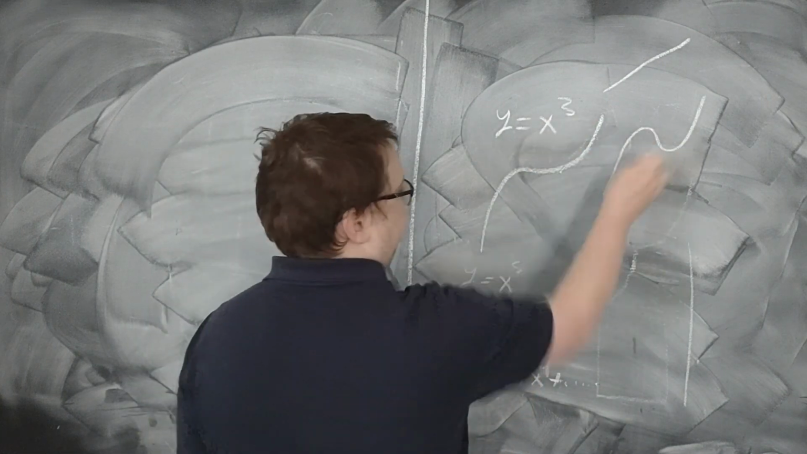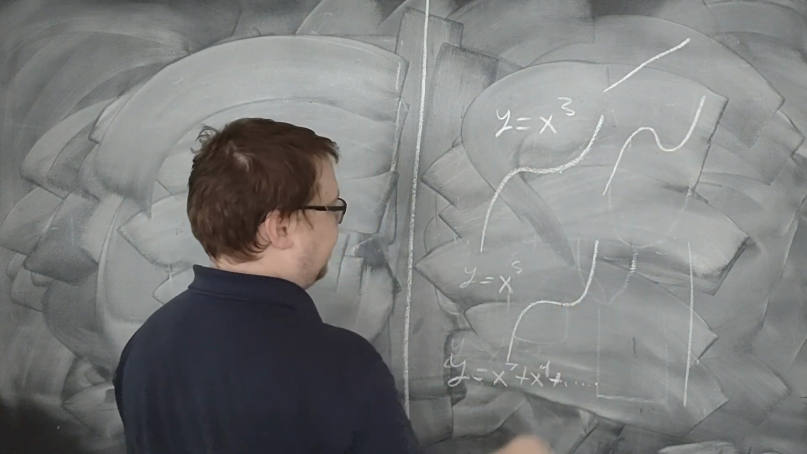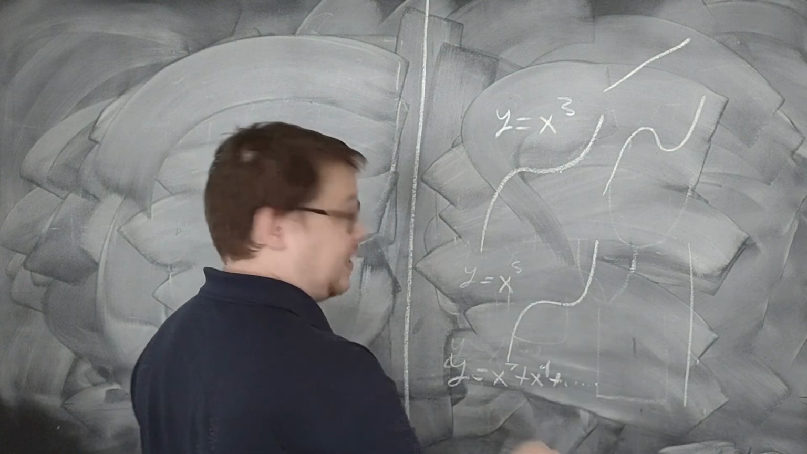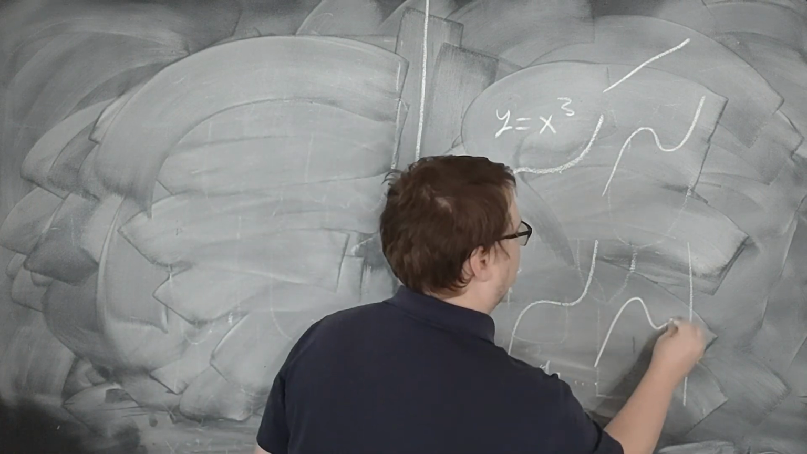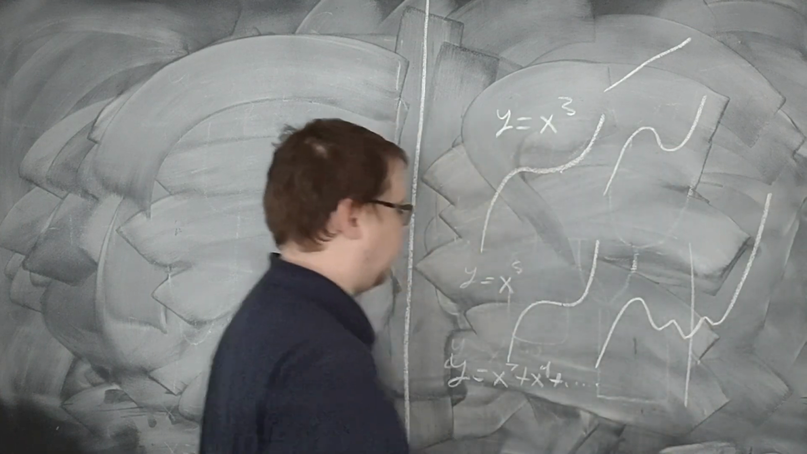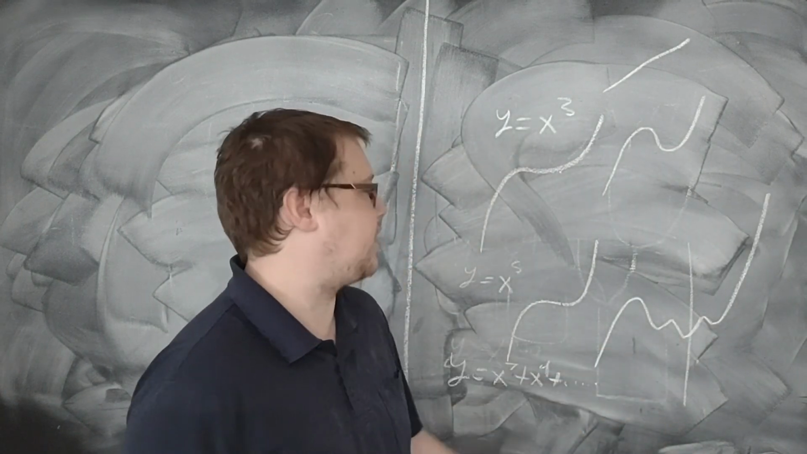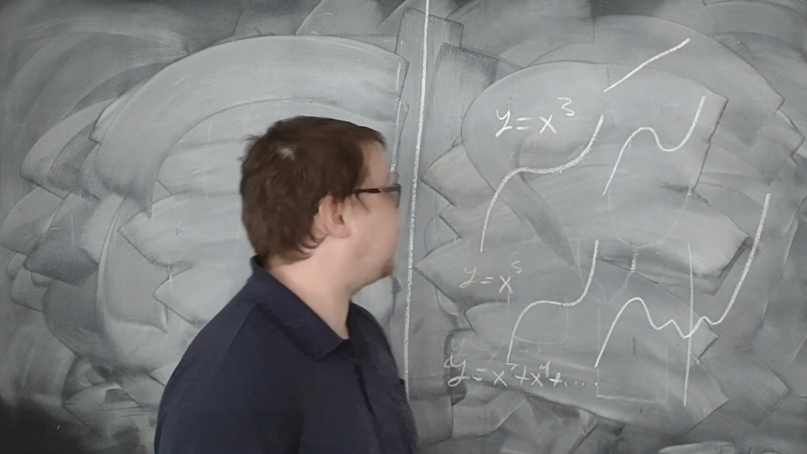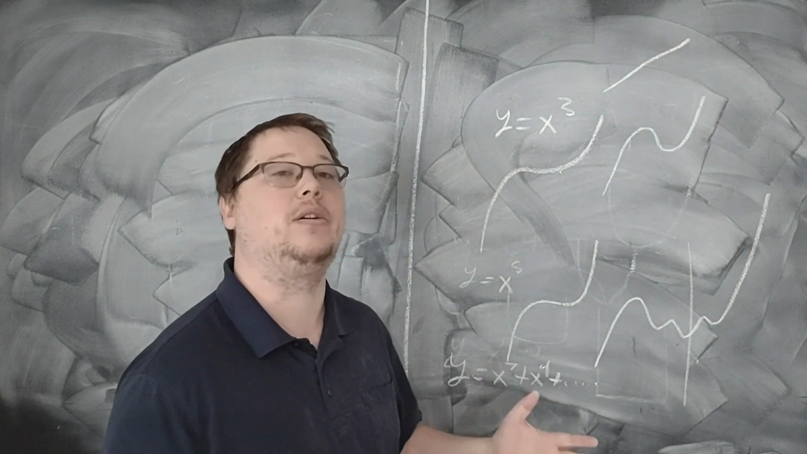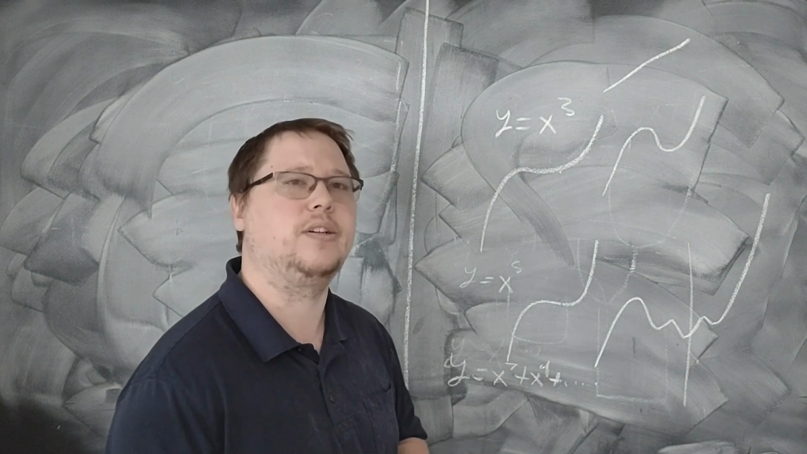So an x cubed can have one wiggle, and x to the 5th can have 2 wiggles, and x to the 7th can have 3 wiggles. So that might be what it looks like. It's hard to say exactly, but it has some wiggles. And so now you can look at any polynomial and have a pretty good idea of what it looks like.